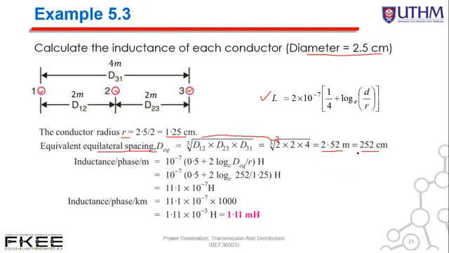Then we put the values into the equation: 252 and 1.25 as the radius. And finally we got 11.1 times 10 to the power of minus 7 Henry, or 1.11 millihenry. That is the inductance per phase per kilometer.